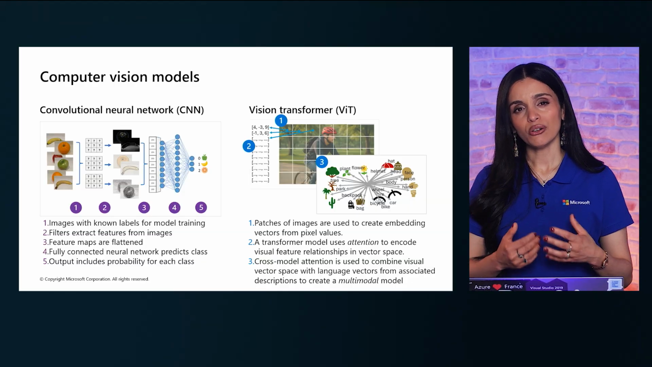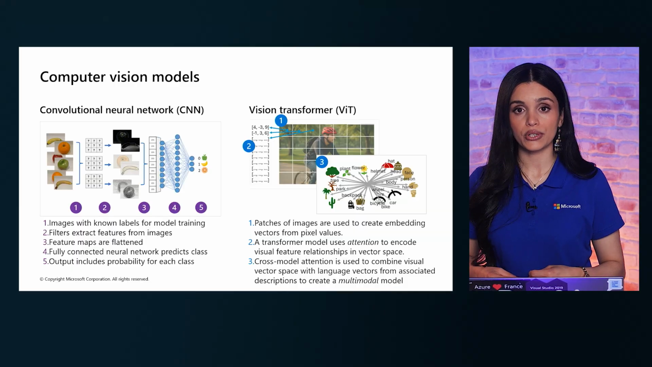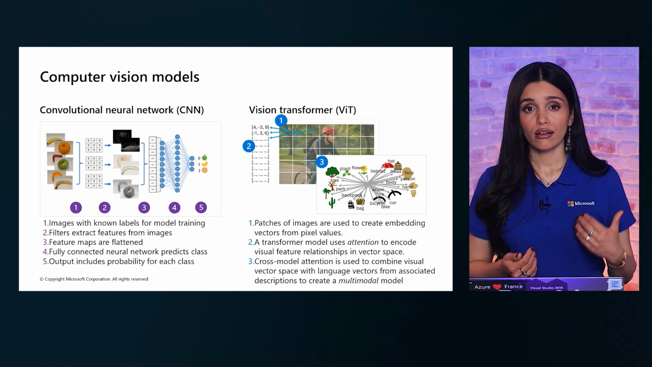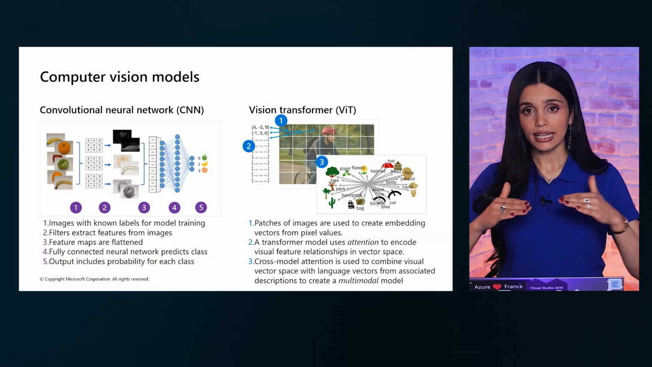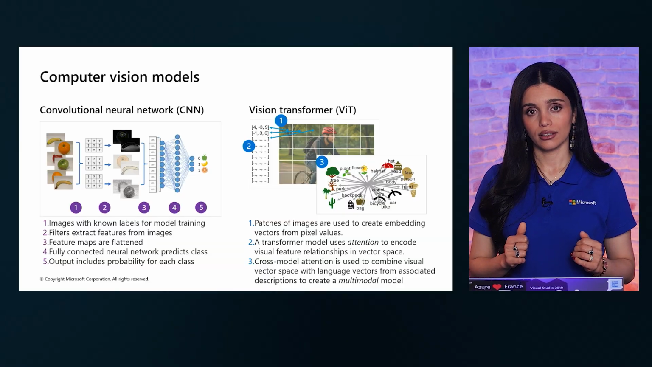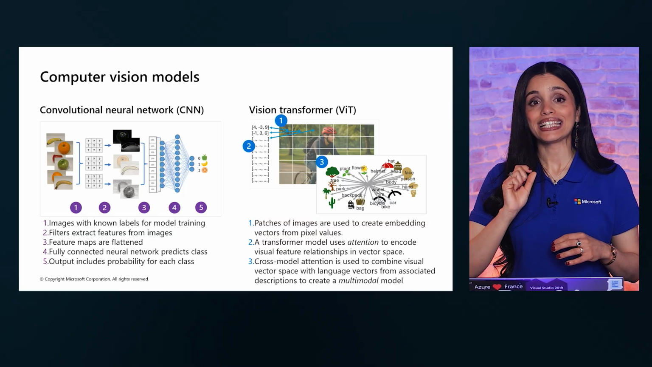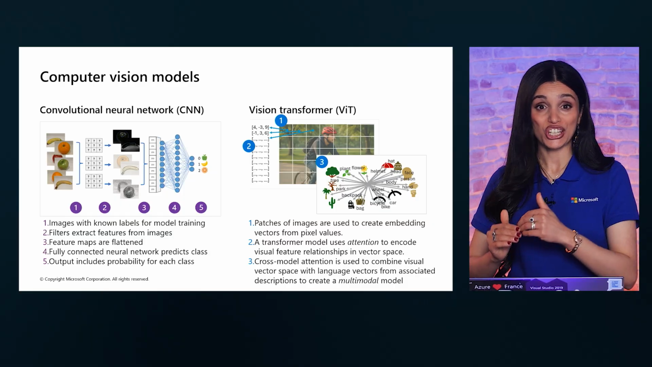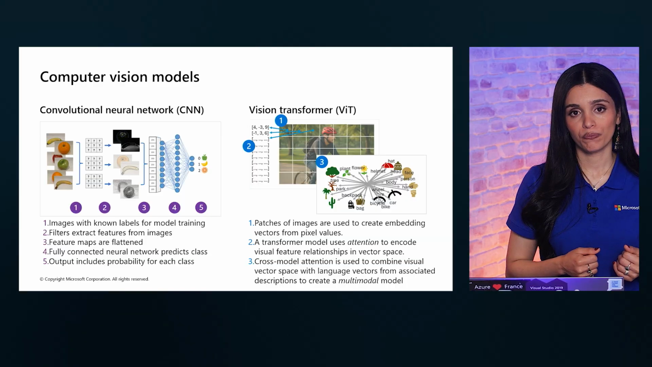All right, now let's move to a newer approach: vision transformers. Instead of scanning the image with filters, a vision transformer takes a different approach. It splits the image into small patches, like tiles, and each patch is then converted into a vector, which is just a set of numbers that represent that part of the image.